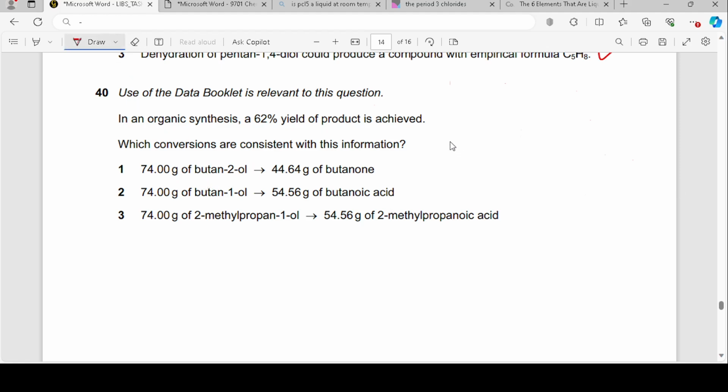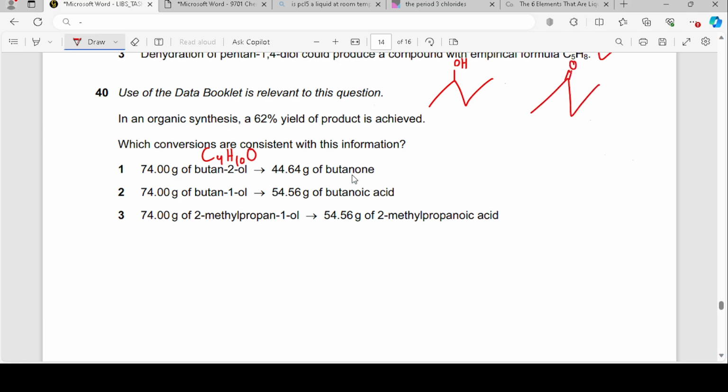Butanol, let me just draw the skeletal formula first, because it's easier for me to draw the skeletal formula and then convert it to a molecular formula. So it's butane, and then you have the O here. It's going to be C4H, how many? 1, 2, 3, 4, 5, 6, 7, 8, 9, 10. So H10O, right? C4H10O, that's butanol.